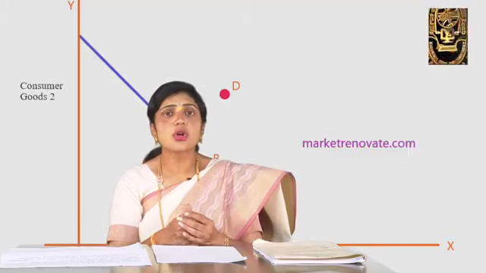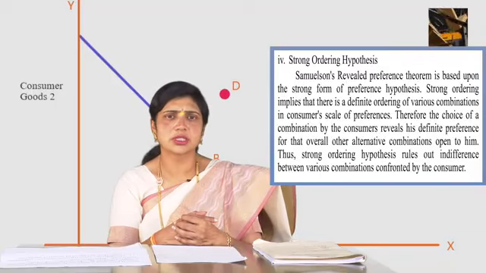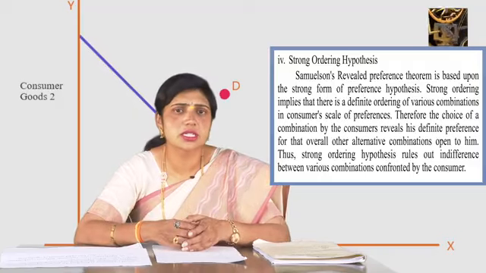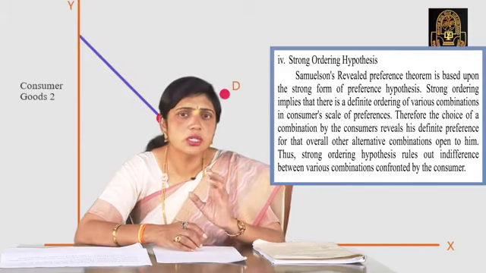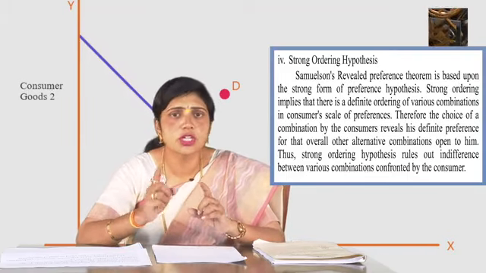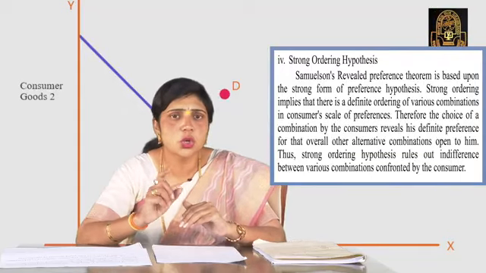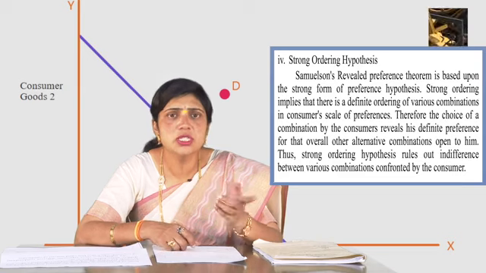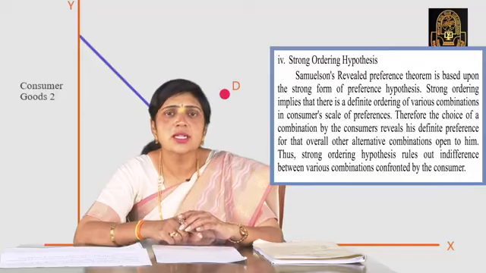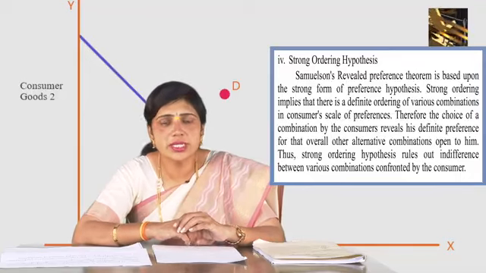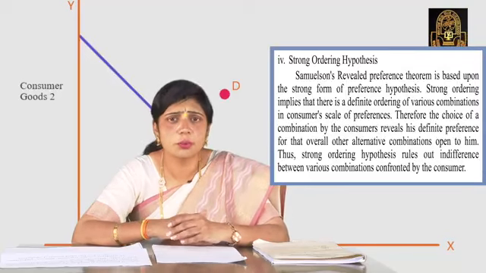Strong ordering hypothesis. Let us understand what the strong ordering hypothesis is. Samuelson's revealed preference theorem is based upon the strong form of the preference hypothesis. Strong ordering implies that there is a definite ordering of various combinations in the consumer's scale of preferences. Therefore, the choice of a combination shows the preference for it over all other alternative combinations open to him. Thus, the strong ordering hypothesis rules out indifference between various combinations.